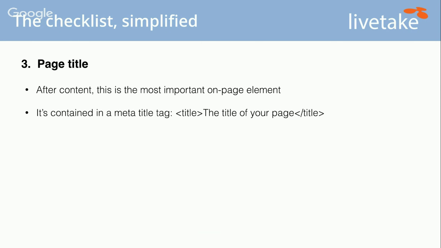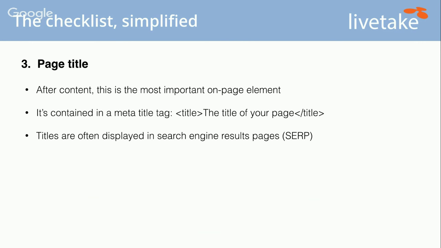So the title of your website is not actually contained in the wording in your website itself. It's in the code on the back end that you can't see, and that's a meta title tag. These titles are important because they're often displayed in search engine results pages. The abbreviation for that is SERP. So if you ever heard the word SERP, that means search engine results page. That simply means when you type something into Google, you click search, the page that comes up is a SERP, that search engine results page.